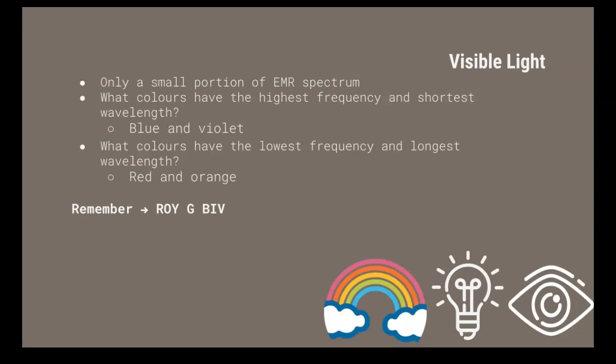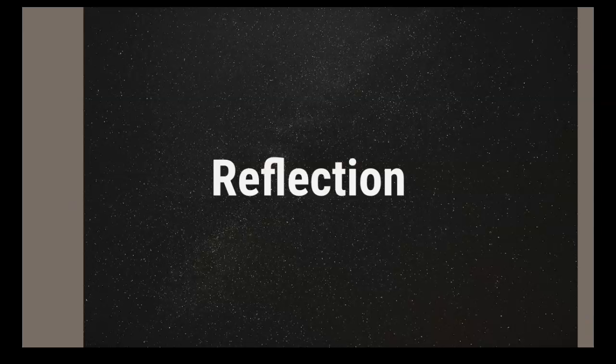So if you're unsure, remember Roy G. Biv. Roy G. Biv would be going in the order from lowest frequency and longest wavelength on the R and the O, and then the other side will be the highest frequency and shortest wavelength. So just a reminder from our video on the different types of EMR. So now we're going to actually go through and talk about different ways that we can bend light.